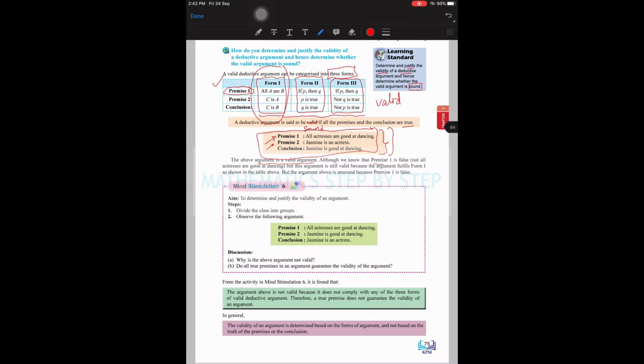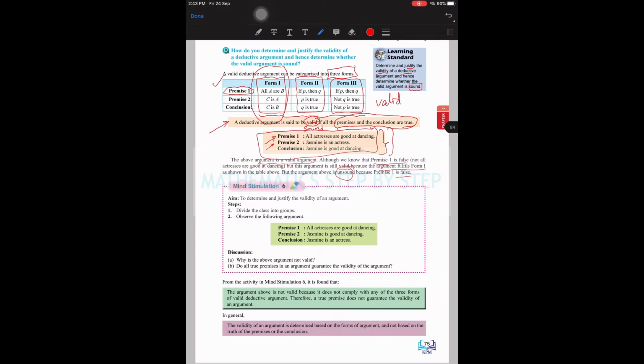Although we know that premise 1 is false, this argument is still valid because the argument fulfills form 1, okay? Like what I said, as long as the argument belongs to any of the three forms, then it is a valid argument, okay? But the argument above is unsound because premise 1 is false. So whether the argument is sound or not depends on the truth value of the premise and conclusion. Okay? So that's why I said there's a little mistake in this sentence here.